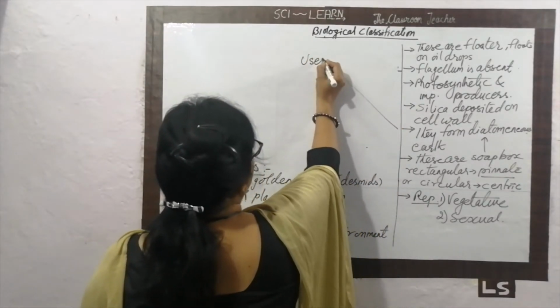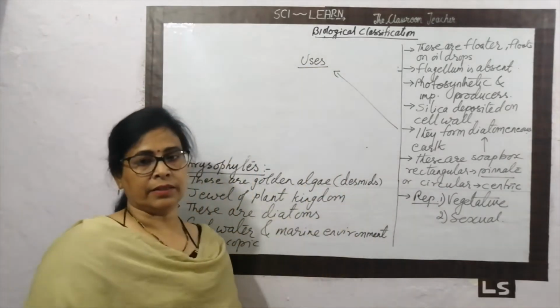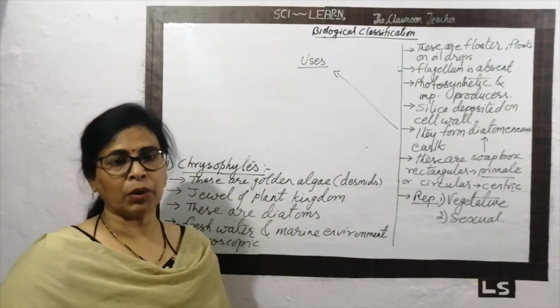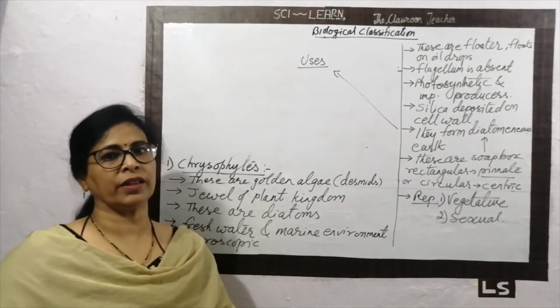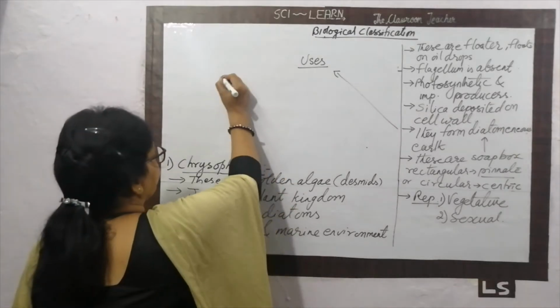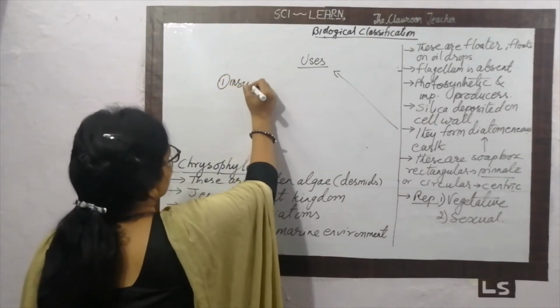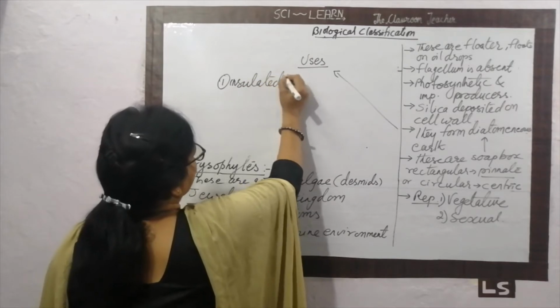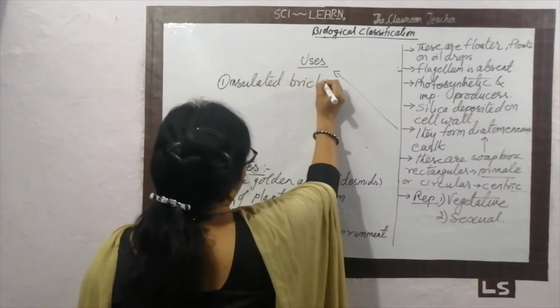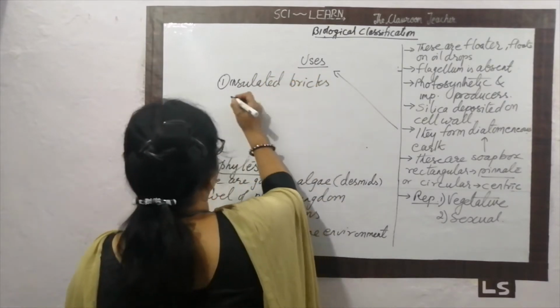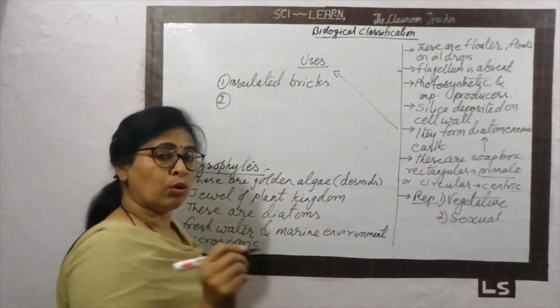What are the uses of diatomaceous earth? It is very important because it is used to make insulated bricks. They form insulated bricks. Okay.